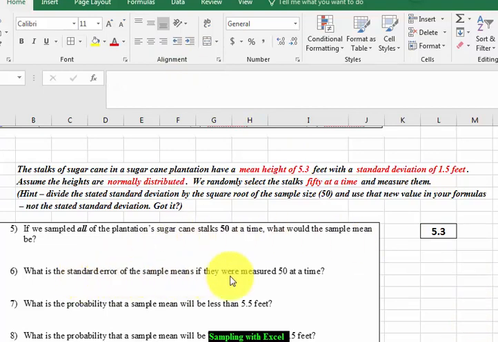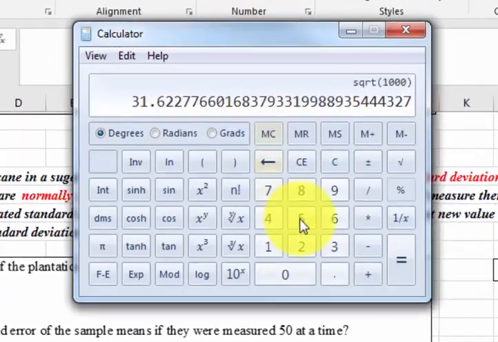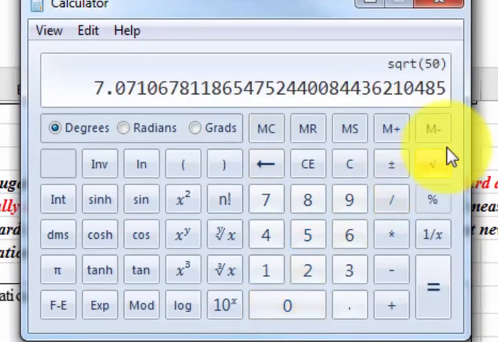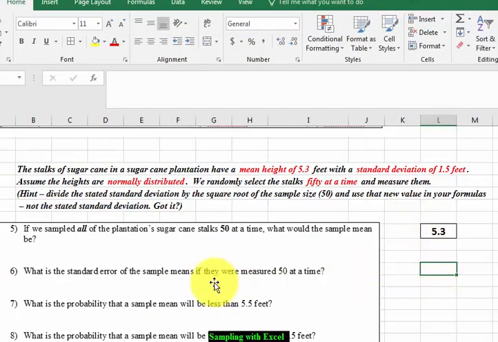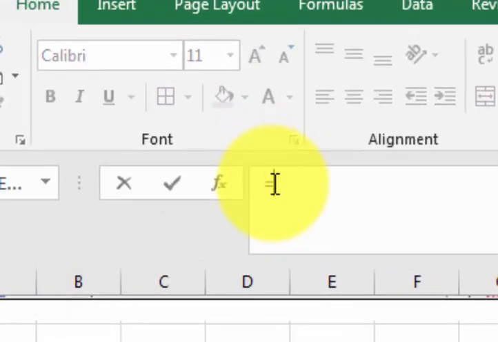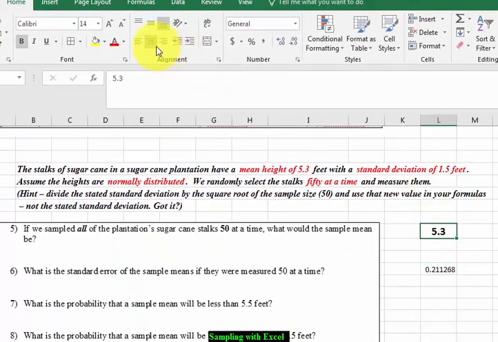Second question, what's the standard error? Okay, so standard error is the standard deviation divided by the square root of the sample size. Square root of 50 is 7.07. I'm going to call it 7.1. So that's going to be the standard deviation. I'm just going to use Excel as a regular calculator. Standard deviation of 1.5 divided by 7.1. That's going to give us our standard error. And that's it right there.